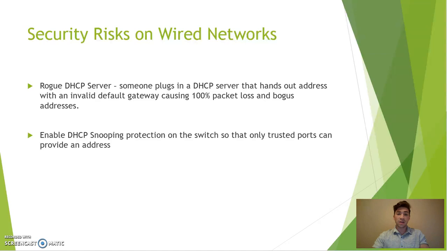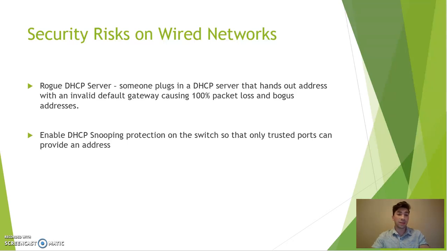Now I'm going to be talking about a couple of different security risks on wired networks. One is called a rogue DHCP server. This is essentially an attacker coming to the company and plugging in their own DHCP server, which would hand out false addresses and a false default gateway, and this would cause packet loss, and the computer would be receiving bogus addresses. This would allow a hacker to view some of the information and extract it and use it in a malicious way if they knew how to and wanted to.